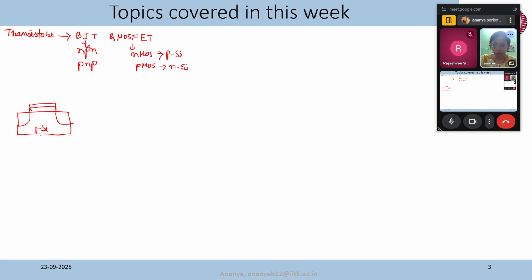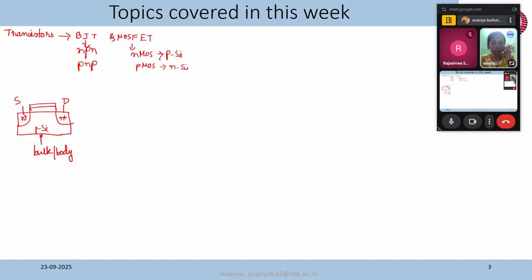We can apply voltage to this terminal also, this is bulk or body, and we have these two regions which are highly doped. If it is an NMOS and we have a p-type silicon substrate, then these are N plus doped, and these are known as source and drain. These are identical from the fabrication point of view.